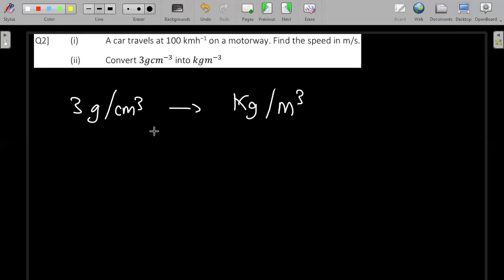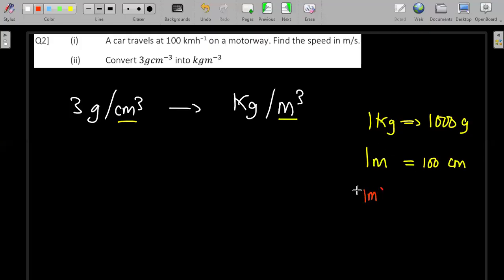So we have to find the conversion factors. The first conversion factor is very simple because I know 1 kilogram is the same as 1,000 grams. Then the other one is centimeter cubed and meter cubed. To find that conversion factor, I'll first use the one that I know: 1 meter is equal to 100 centimeters. From here, I'm going to cube both sides. So 1 meter cubed, and on the other side, 100 centimeters cubed.